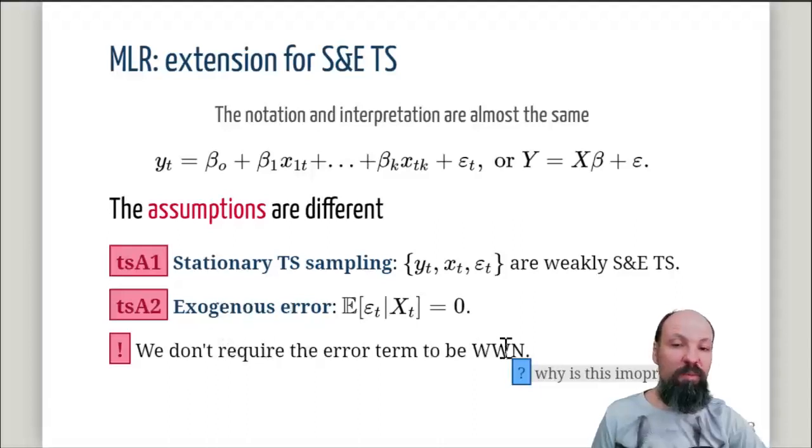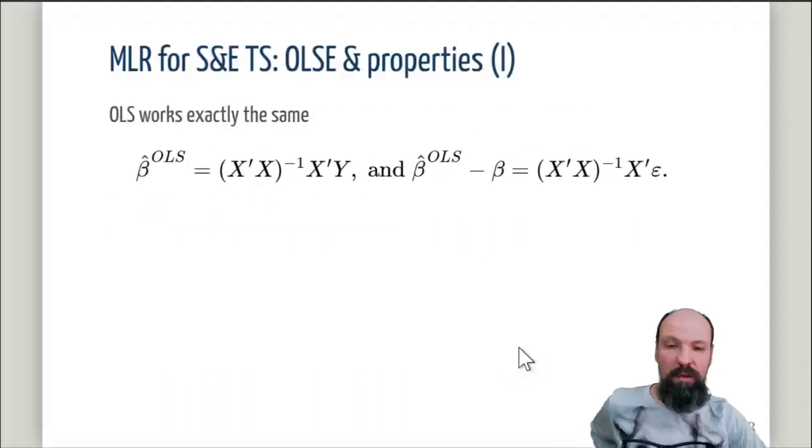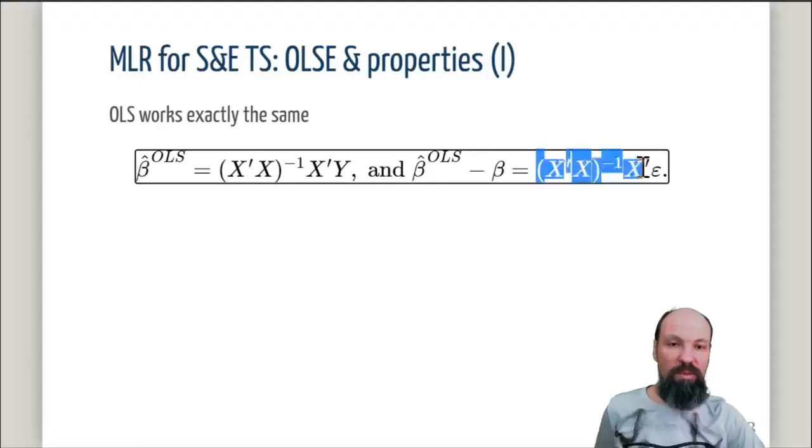Why is this important? Exactly because of those theorems, because we will have to apply them, and we are going to need to use the long-run variance estimator for epsilon as well. The OLS works exactly the same. It gives you the same formula. The difference is also the same as before. It's that linear something multiplied by the error vector.